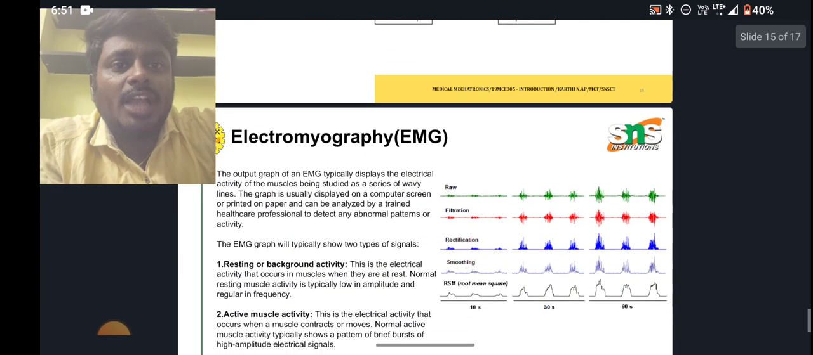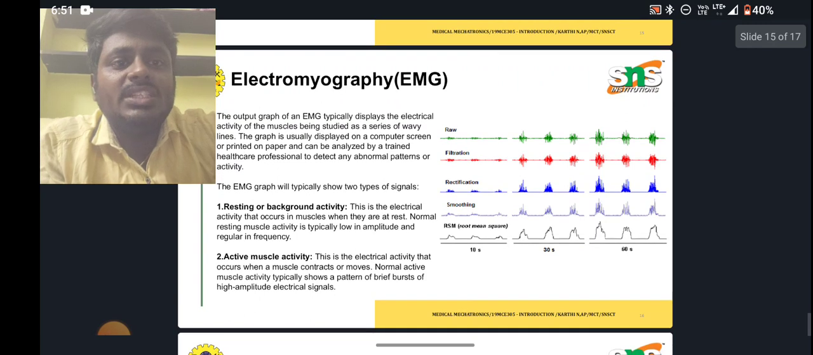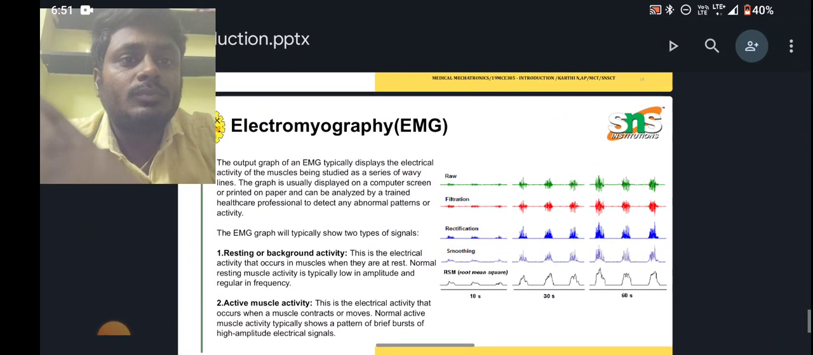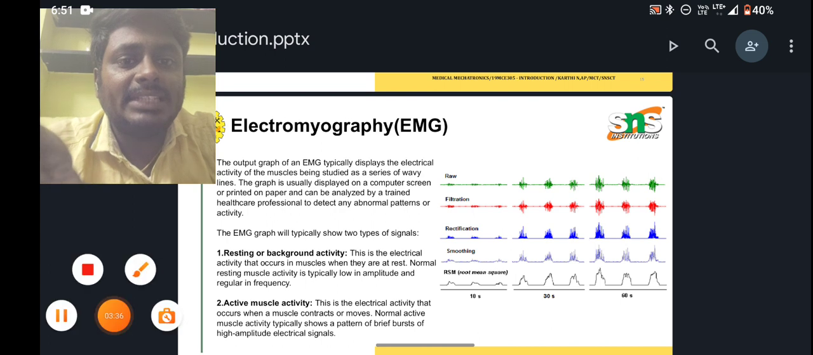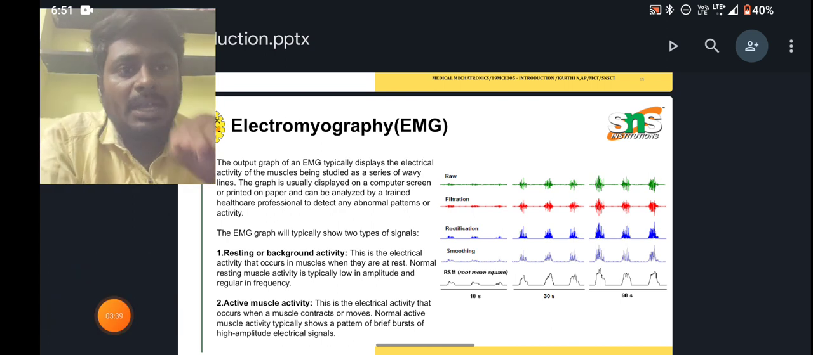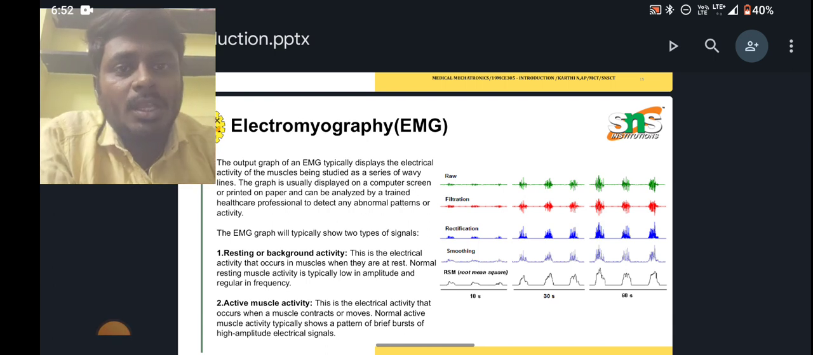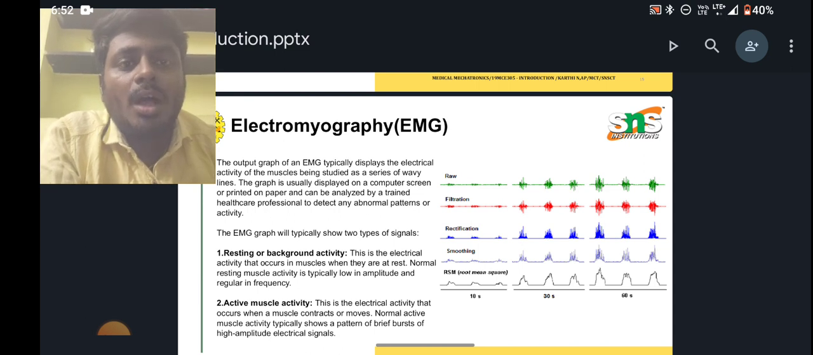In an EMG, the output graph of an EMG typically displays the electrical activity of the muscles being studied as a series of wavy lines. The graph is usually displayed on a computer screen or printed on paper and can be analyzed by a trained healthcare professional to detect any abnormal patterns or activity.